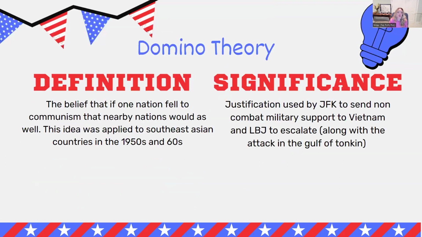Domino theory. The belief that if one nation fell to communism, nearby nations would as well. This idea was applied to Southeast Asian countries in the 1950s and 60s. It was the justification that JFK needed basically to send non-combat military to support Vietnam, and LBJ will use this, along with the attack in the Gulf of Tonkin, to escalate even further.